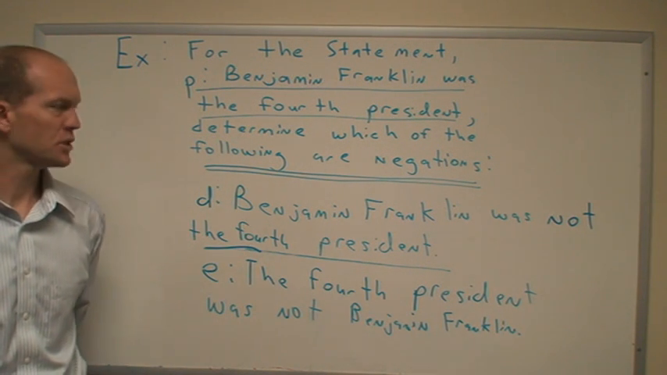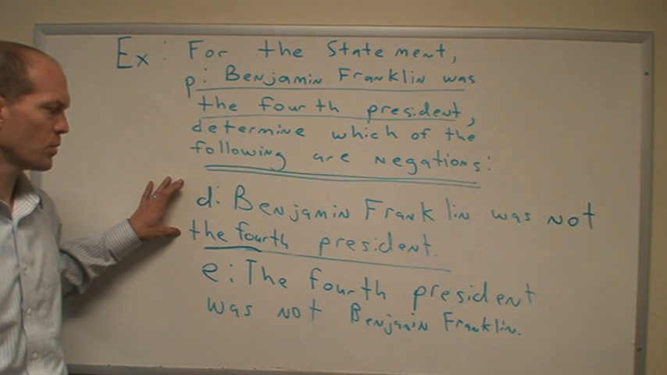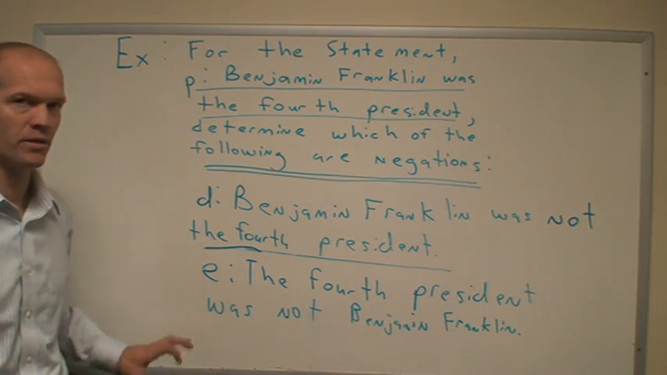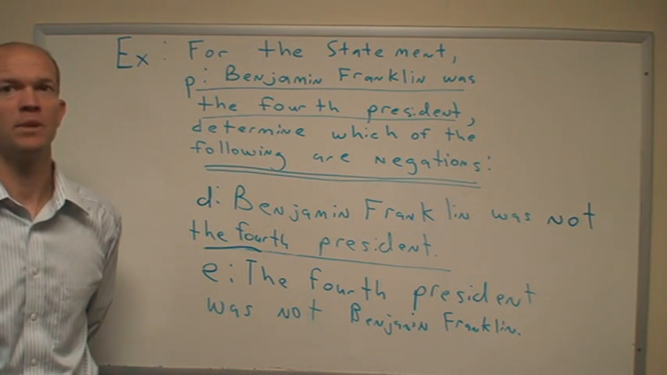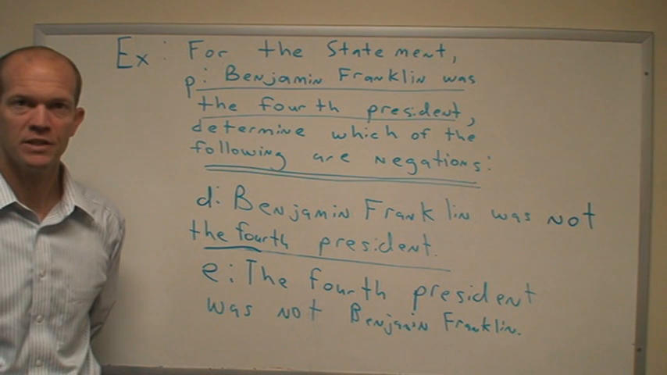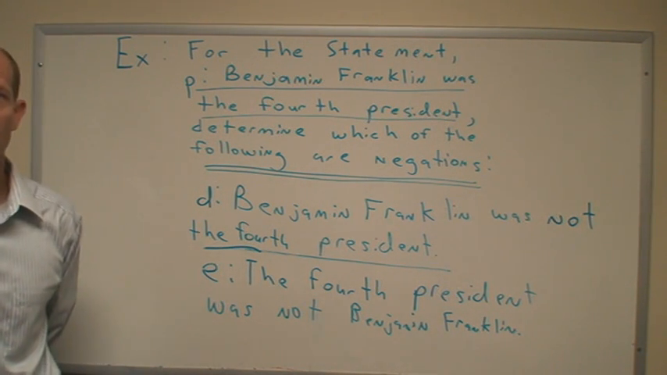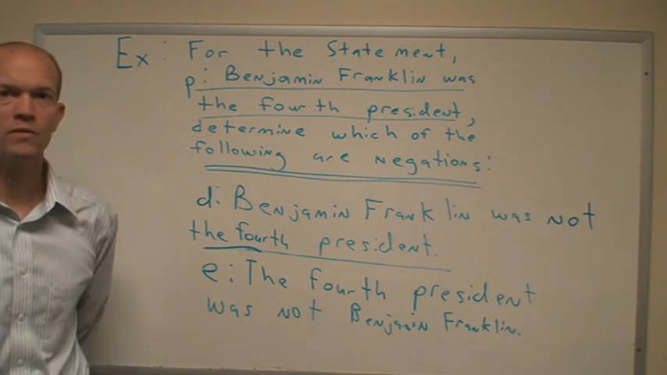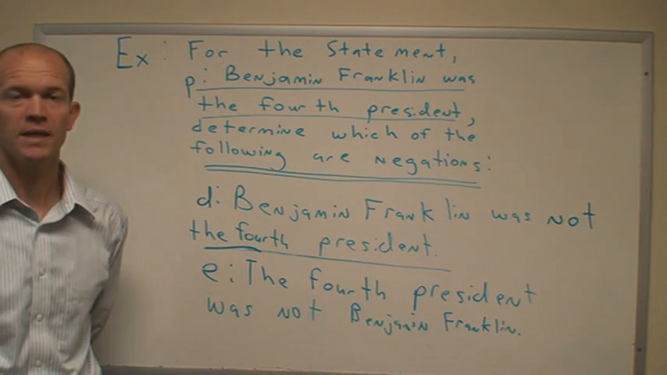The last two statements to consider are D, Benjamin Franklin was not the fourth president, and E, the fourth president was not Benjamin Franklin. D and E are both negations of the statement P. Review the definition of the negation to verify this. Commonly, more than one equivalent English phraseology of a statement is possible, and that's okay.